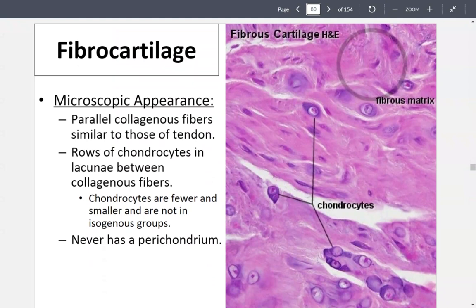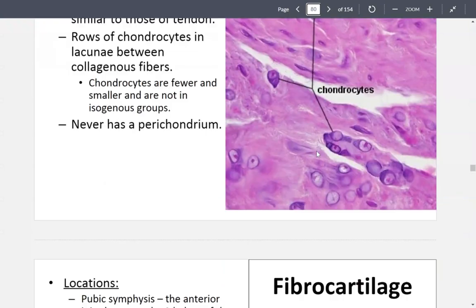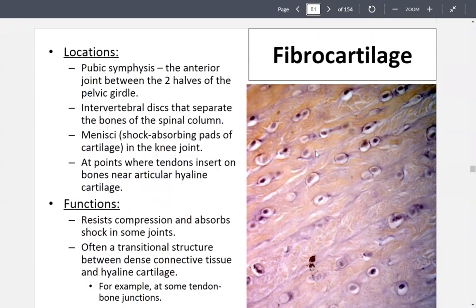Last connective tissue: fibrocartilage. Fibrocartilage is going to have a parallel collagen setup similar to our tendons. It's going to have rows of chondrocytes and lacunae between those collagen fibers. However, they're going to be fewer, smaller, and they're not going to be in groups. This is never going to have perichondrium, so it will not have that outer connective casing.